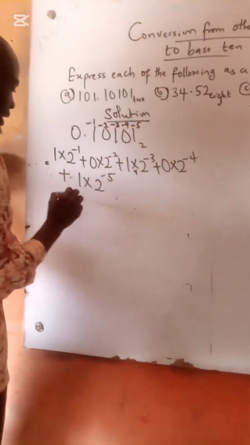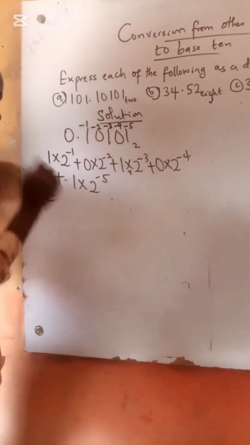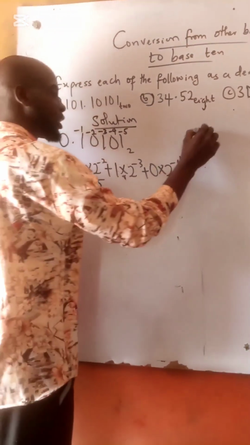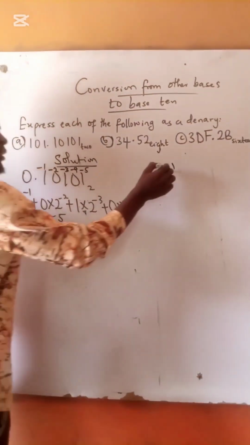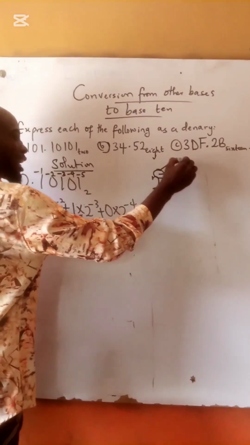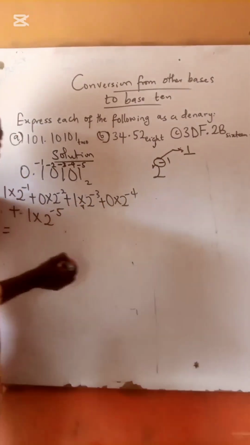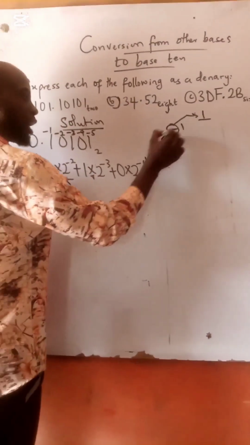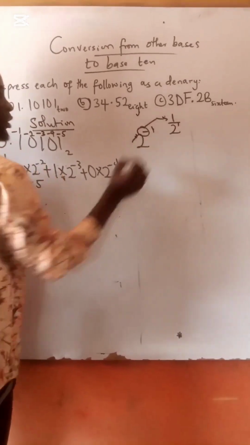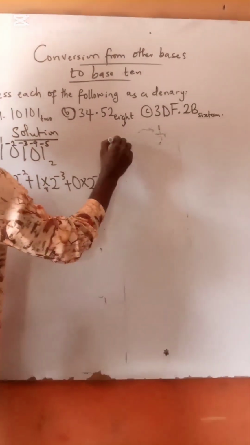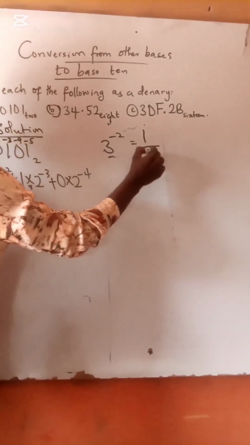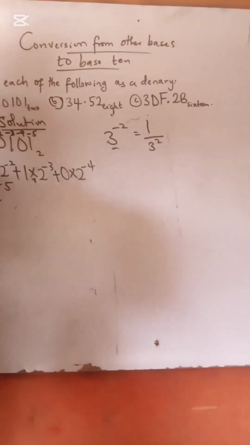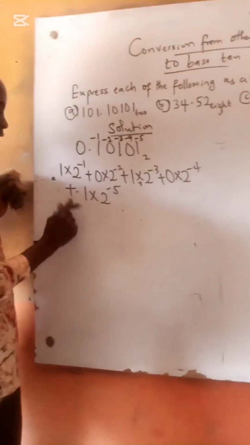Now in indices, when something is to the power of a negative number, this negative itself can be written as 1 over, and then the 2 and the 1 that is on top can be put under it. So if I write 3 raised to the power minus 2, I can just write it equal to 1 over 3 power 2. The same thing we are going to do here.